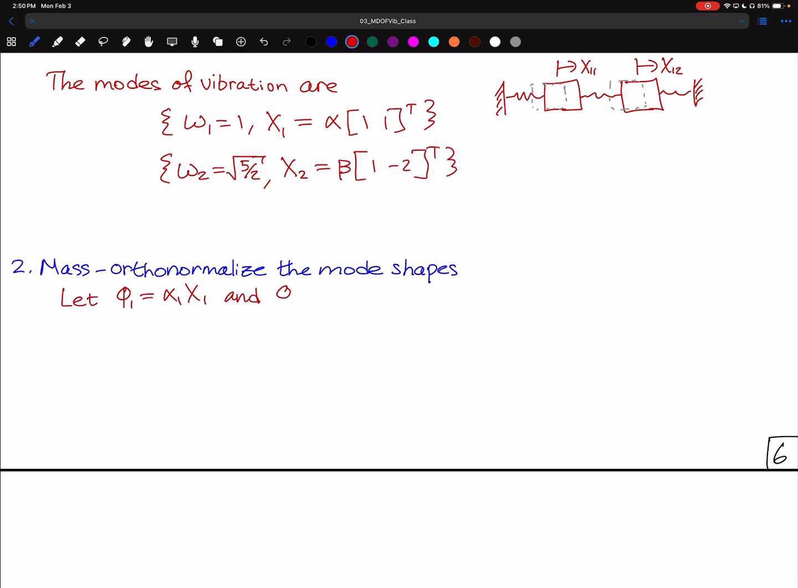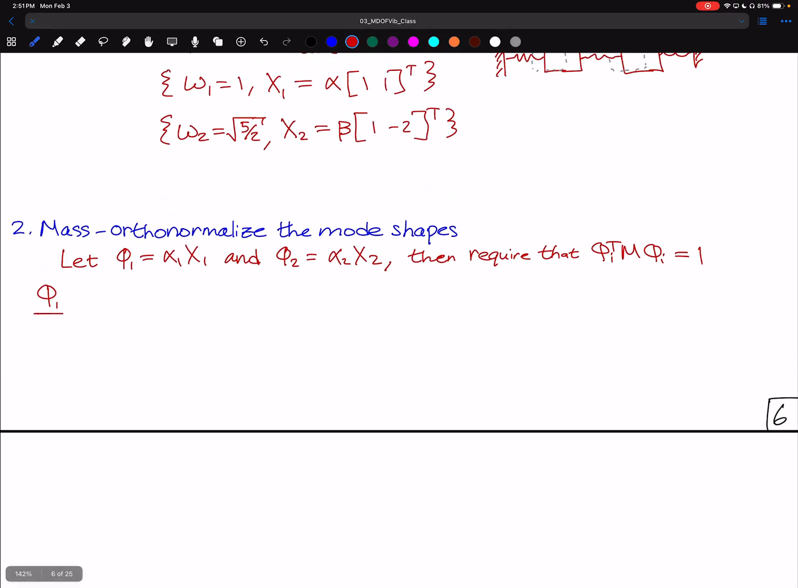And our phi 2 is going to be equal to an alpha 2 x2, and then we're going to require that phi i transpose M phi i equals 1. For our first mode shape, if we plug in phi 1, we'll get alpha 1 squared x1 transpose M x1 equal to 1, such that alpha 1 is equal to the square root of 1 divided by x1 transpose M x1.